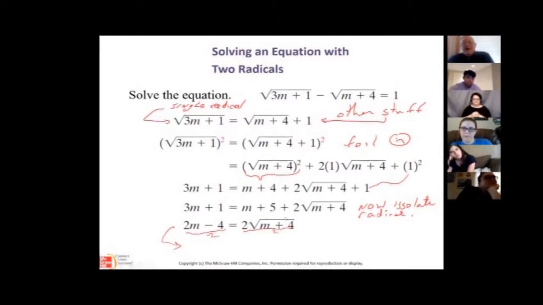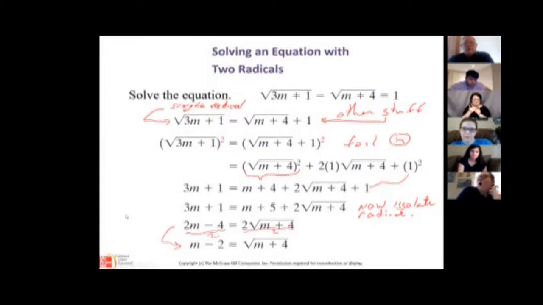Okay, now I still have a radical. Now I could square both sides right now, but since 2 will go into both of these terms, I'm going to divide both sides by 2. So that just simplifies it a little bit more. Now we'll go to the next page, take where we were.